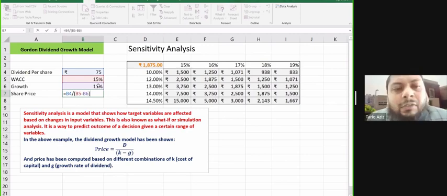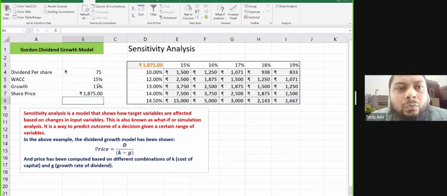So now the bracket will be closed, and once I press enter, the share price will be calculated. As per the Gordon dividend growth model, the share price should be 1875, given these three inputs: the dividend per share is 75, the cost of capital of the company is 15%, and the dividend is expected to grow at 11%.